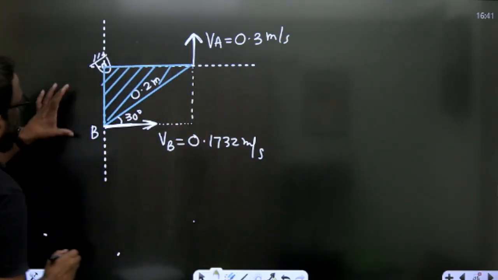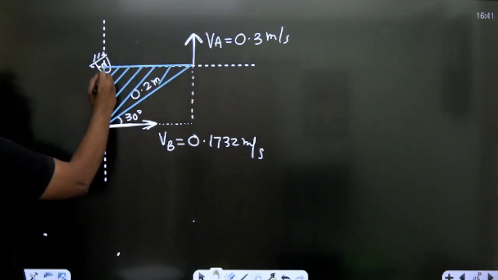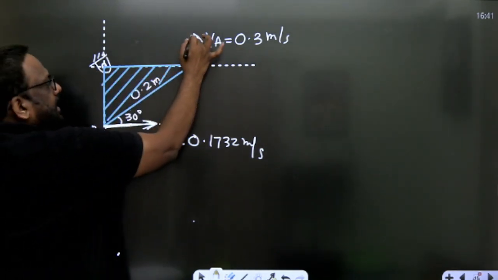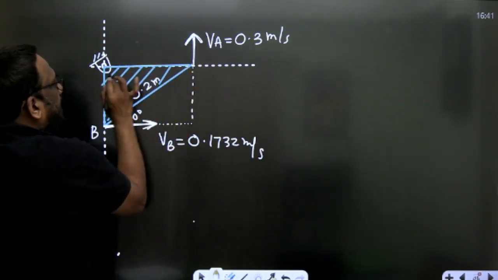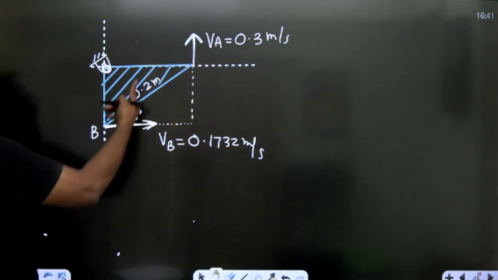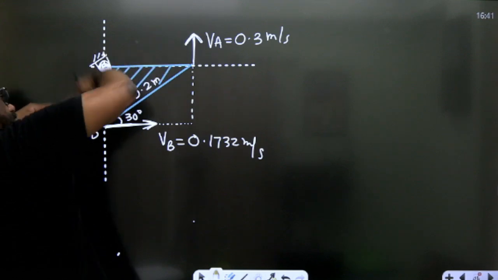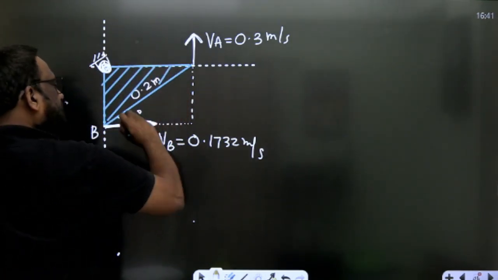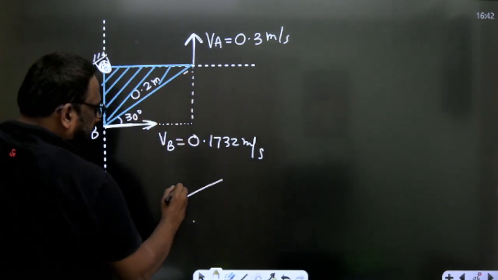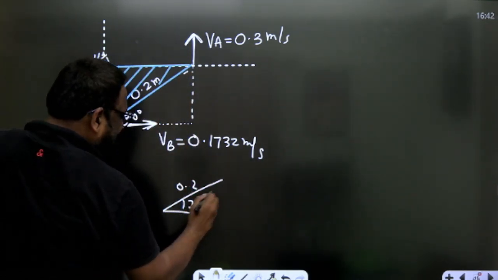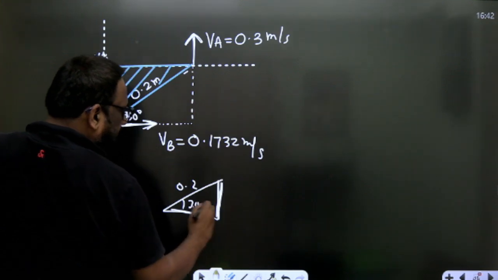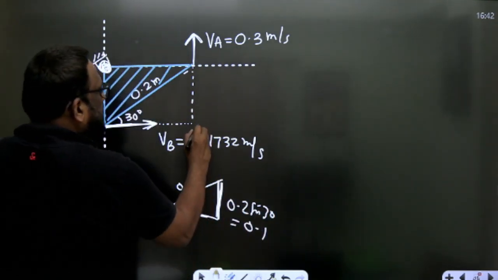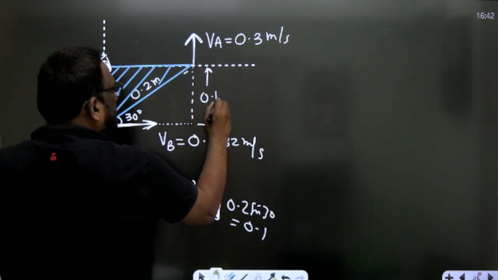So you know what this length is. If you want this velocity, it will be R omega. As if this is completely rotating about this point, can I calculate this length? Yes sir. The hypotenuse is 0.2 and the angle is 30, so this length will be 0.2 sin 30, which is nothing but 0.1. So this length will be 0.1 meter.